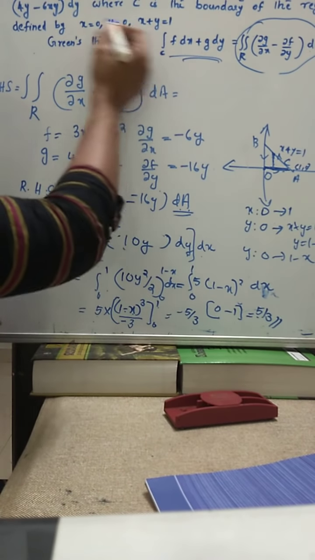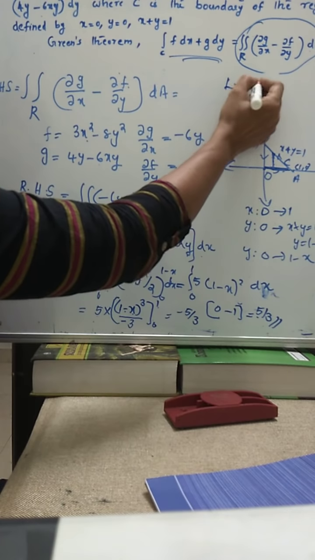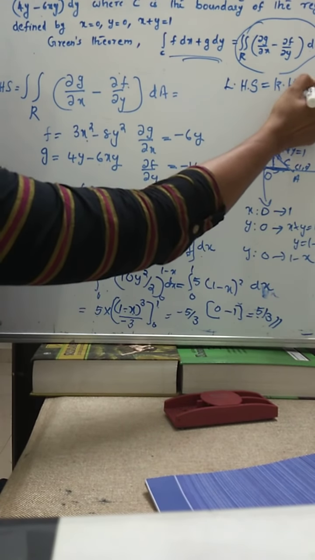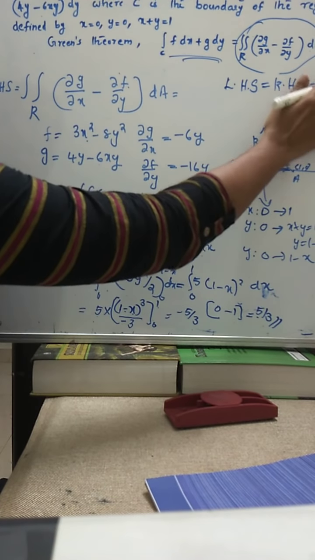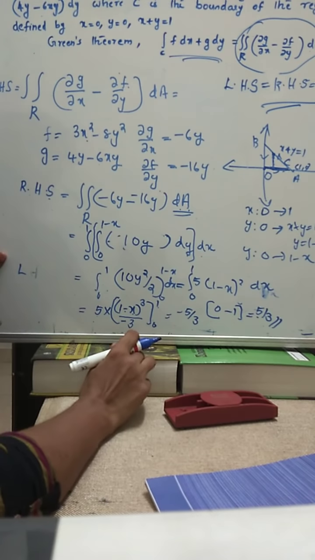Also the left hand side is equal to 5 by 3. So LHS is equal to RHS is equal to 5 by 3. Hence, the theorem is verified.